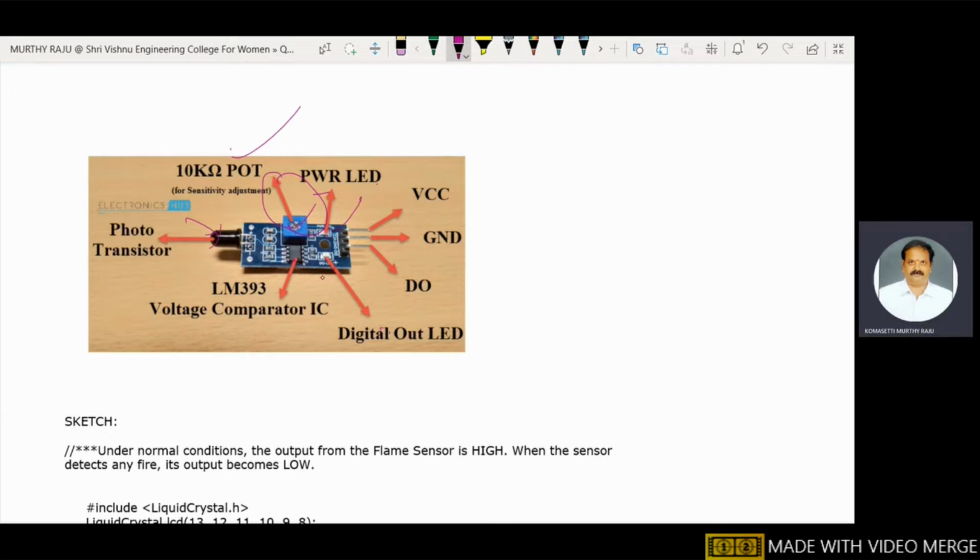This one is the PWR LED. This one is the digital out LED. This one is VCC, ground, DO. This flame sensor has three terminals: VCC, ground, and DO. DO means data pin. This one is the data pin. This is the pin diagram of the flame sensor.